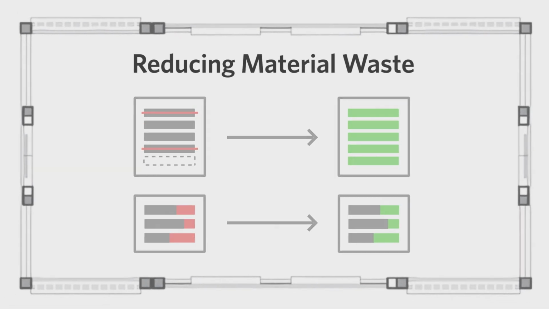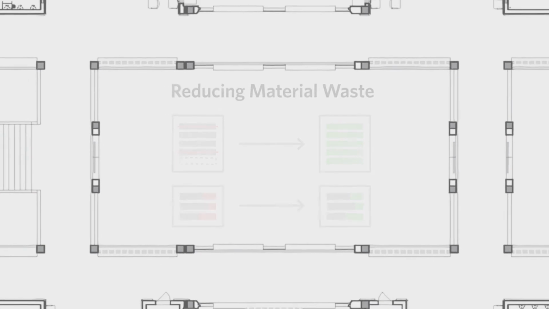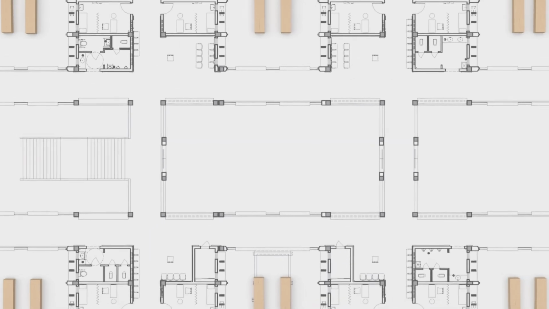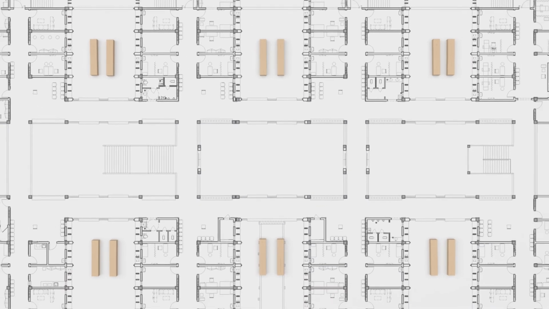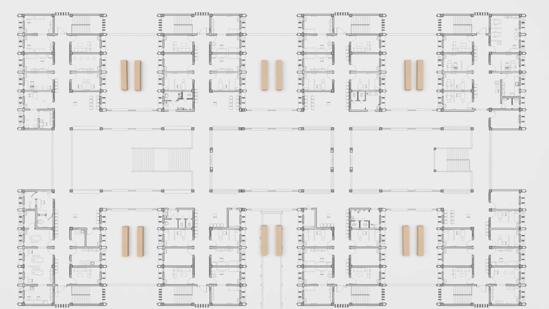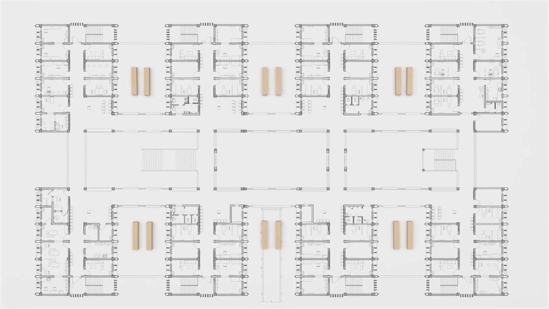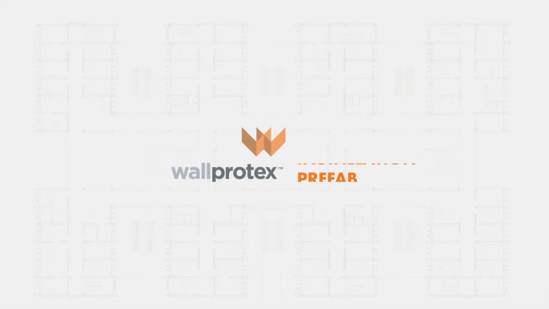Our process improves the quality and cost because we only make what we need, and we can ensure that the product assembles correctly before it's on the job site. From plans to product installation, this is WallProtect's Prefab.